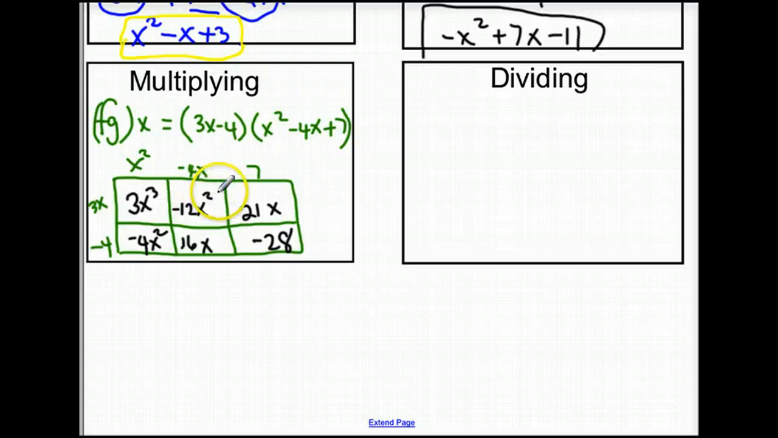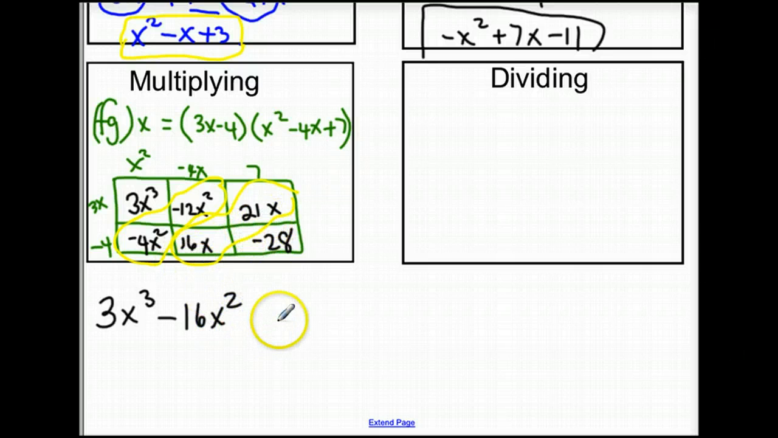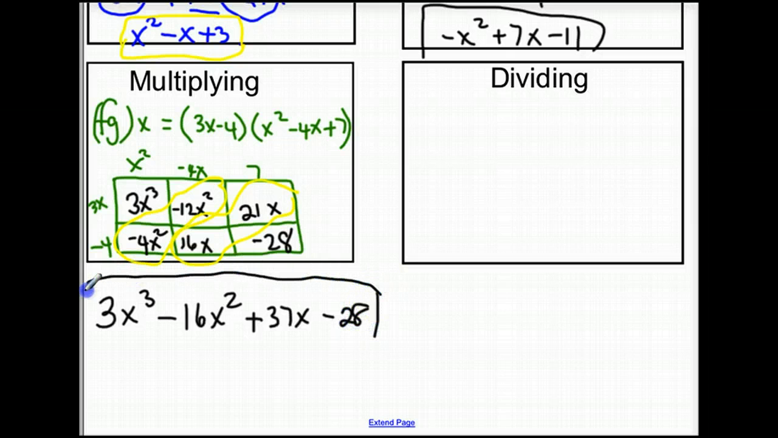Now that I did this, I'm going to combine by like terms. I see the x squared common and the x's. When I combine that, I'm going to get 3x to the third. What is minus 12x squared minus 4x squared? That will give me minus 16x squared. 21 plus 16, that is 37x, and then minus 28 at the end. That's by itself. So when I multiply these two functions, I ended up with 3x to the third minus 16x squared plus 37x minus 28.